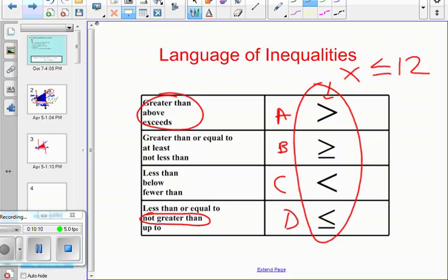Is it A, B, C, or D? All right, it's the less than or equal to, because I could teach 12th graders, but I should probably say less than or equal to 12th grade. All right, and some people are licensed for middle school. Do you know what that license is?